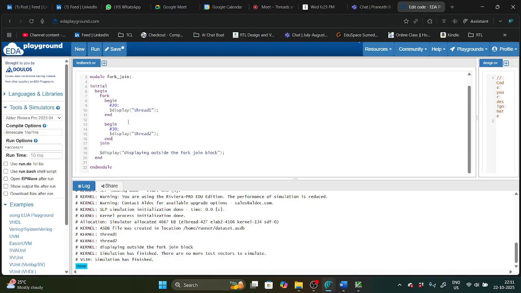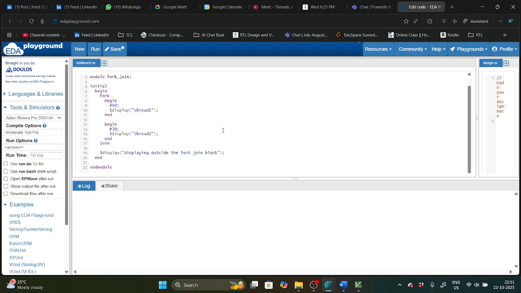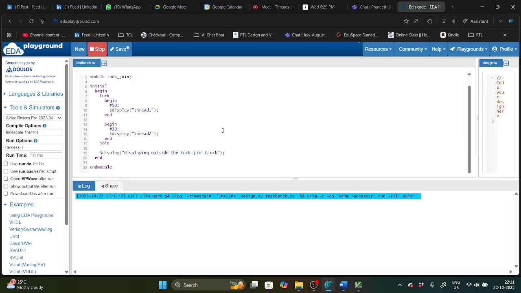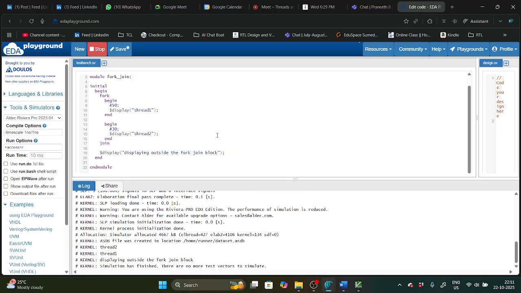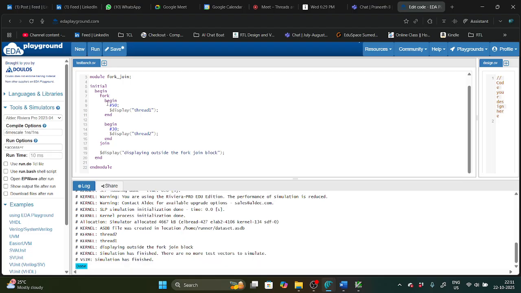Suppose here I give a delay of 50 and run this. If you compare 50 and 30, thread 2 is executed first and thread 1 is executed next. After that, the display outside the fork join block is executed. So this is about fork join.